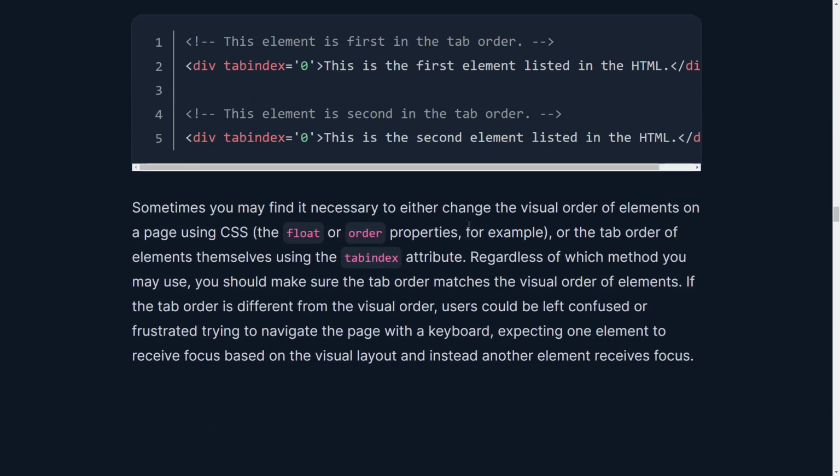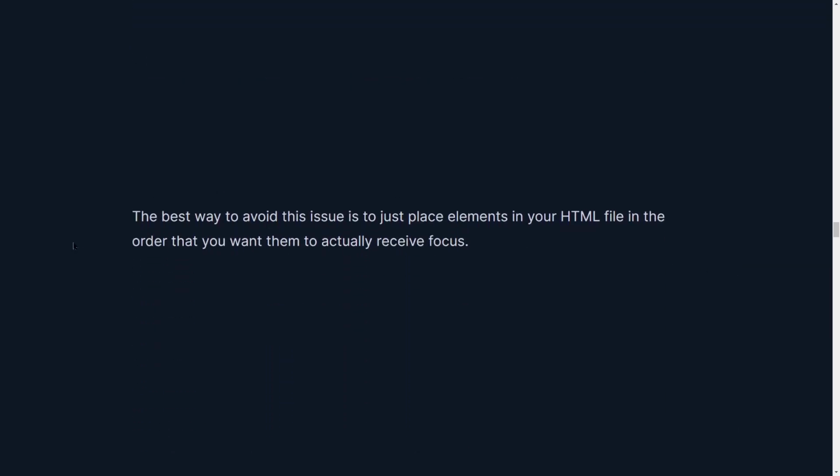Sometimes you may find it necessary to either change the visual order of elements on a page using CSS, the float or order properties for example, or the tab order of elements themselves using the tab index attribute. Regardless of which method you use, you should make sure the tab order matches the visual order of the elements. If the tab order is different from the visual order, users could be left confused or frustrated trying to navigate the page with a keyboard, expecting one element to receive focus based on the visual layout and instead another element receives focus. So that can be a frustrating experience. The best way to avoid this issue is to just place elements in your HTML file in the order that you want them to actually receive focus. So it should be in that order only.